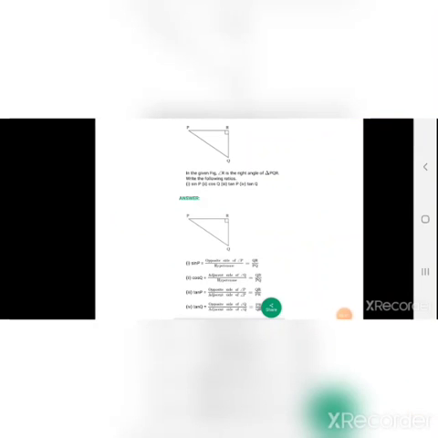Here is the first example of exercise 8.1. Figure PQR. In the given figure, angle R is the right angle of triangle PQR. Write down the following ratios: sin P, cos Q, tan P and tan Q.